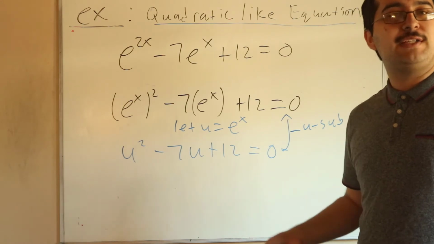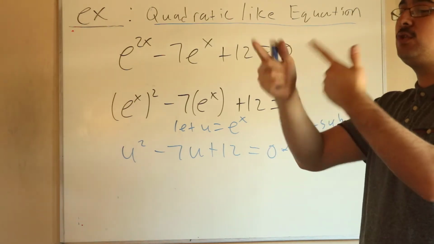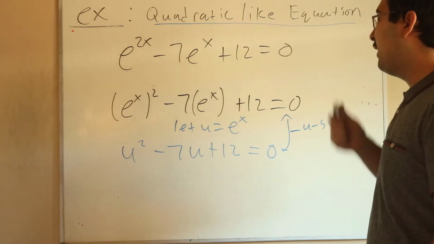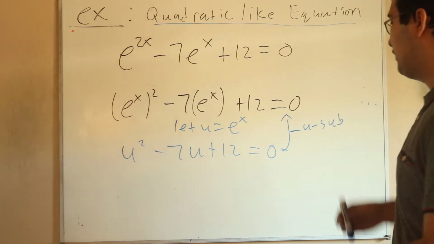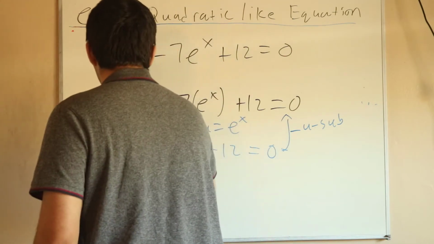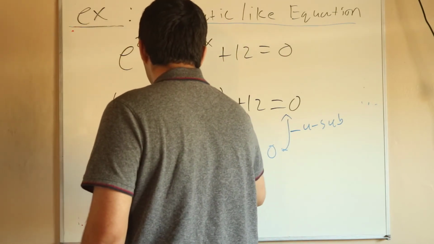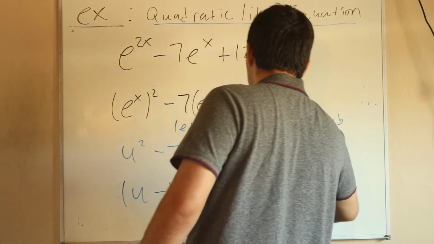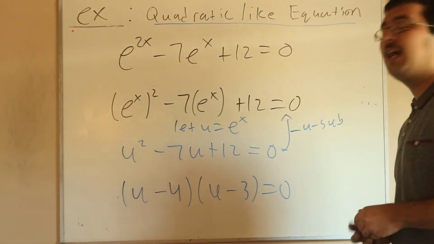We can go through several techniques at this point. We could factor, we could use the quadratic formula, we can complete the square. Have several things to do. For me, this one I can easily factor in my head, so I'm going to do just that. This can be factored into u minus 4 times u minus 3 equals 0. So that is the quadratic factored.